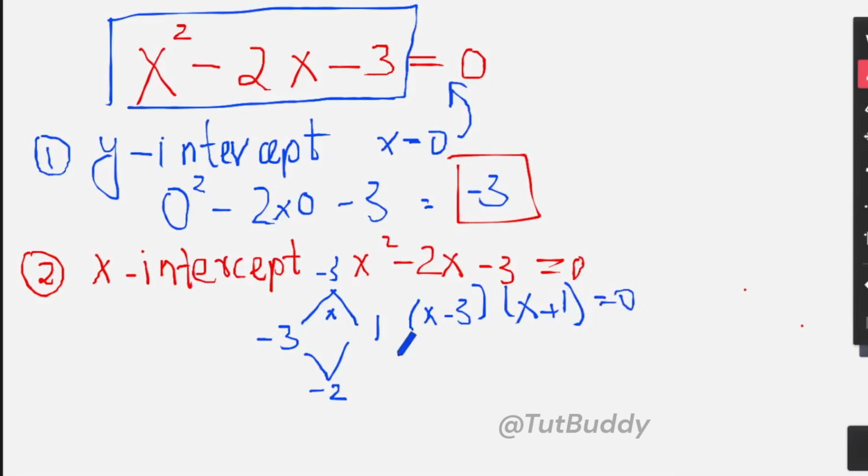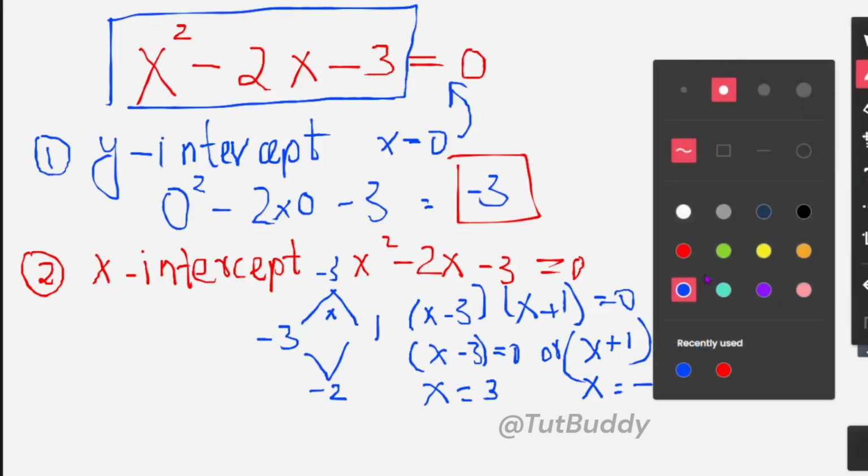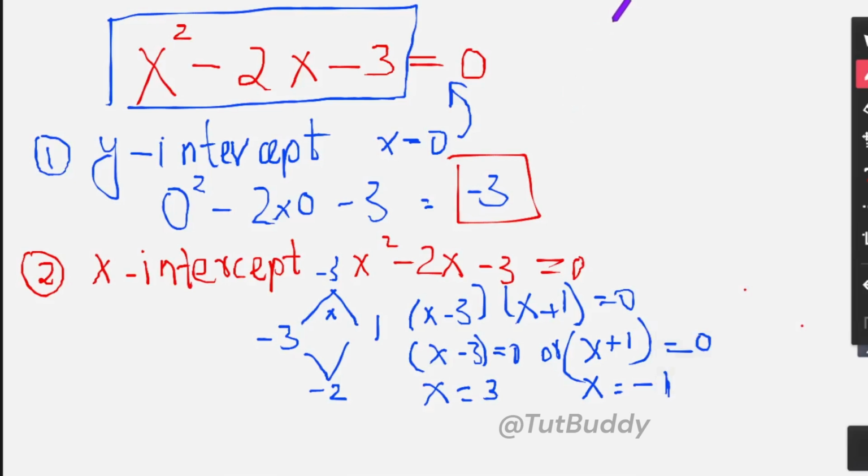Now I'll equate each bracket with 0, which will give me the values for x. This works using the null factor law, where it says that if the answer of a multiplication is 0, then any one of the numbers is 0. So I'm getting x as 3 and x as minus 1. These are my two values of x, the points where my graph is going to cut the x-axis.